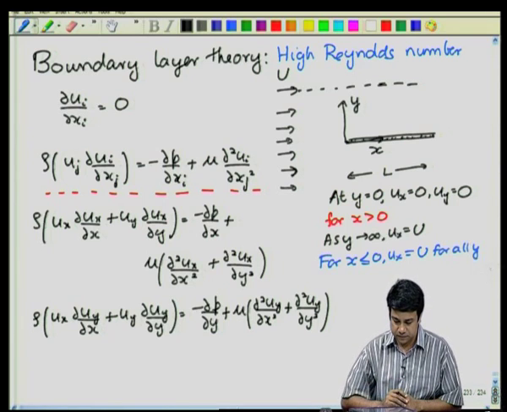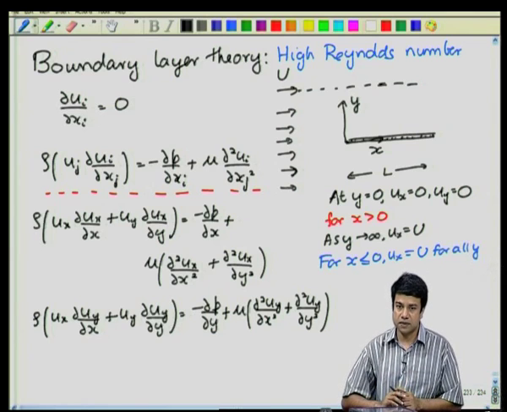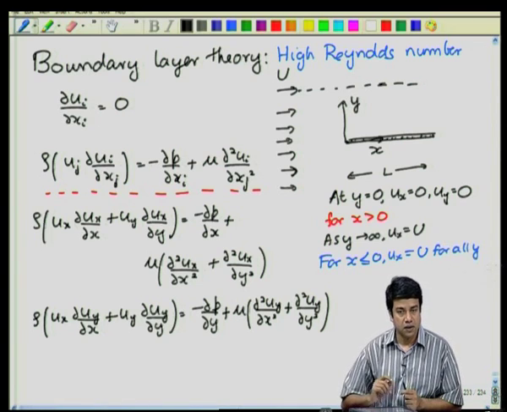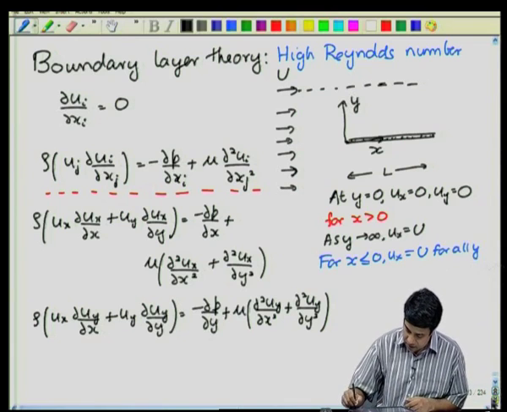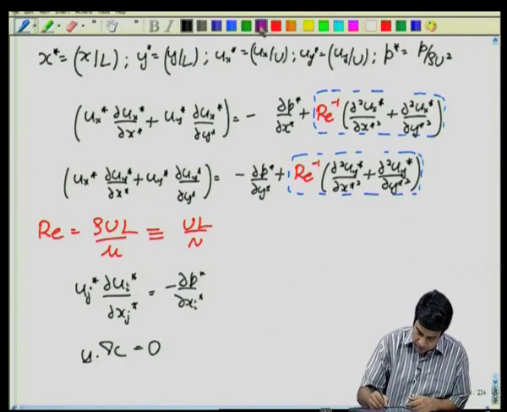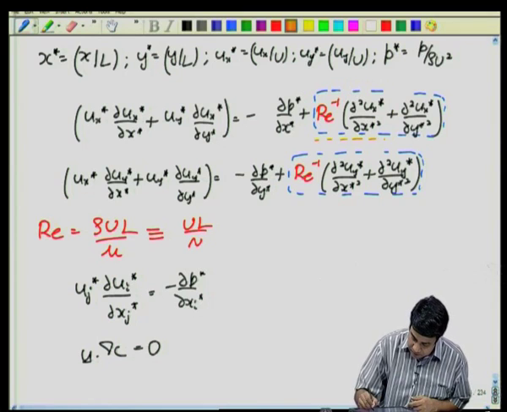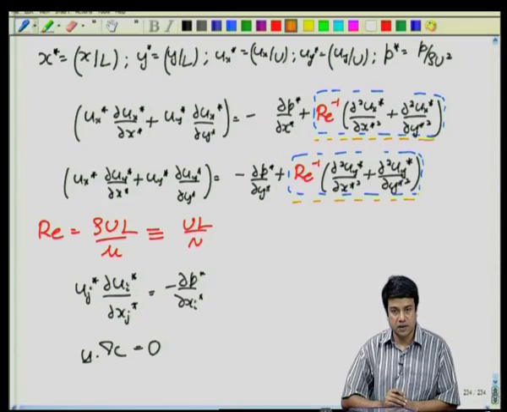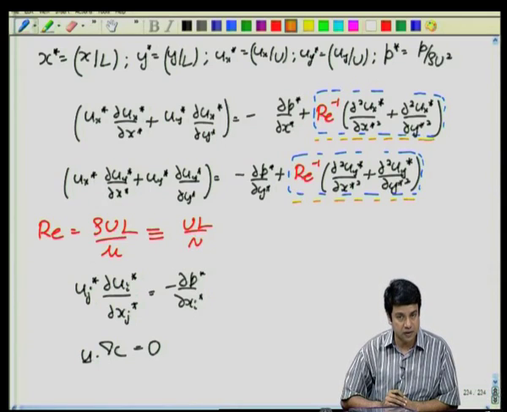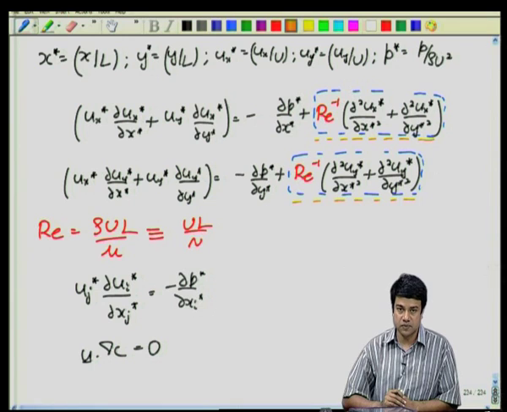But of course, in a real system, the velocity does have to come to 0 at the surface. In a real flow, the velocity does have to come to 0 at the surface. And the reason it comes to 0 is the following. If you recall, in this equation, I have neglected these momentum diffusion terms. That is because the Reynolds number is large and therefore Re inverse is small.